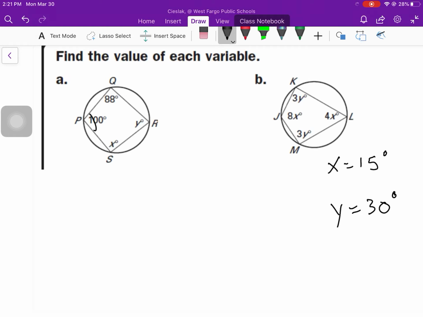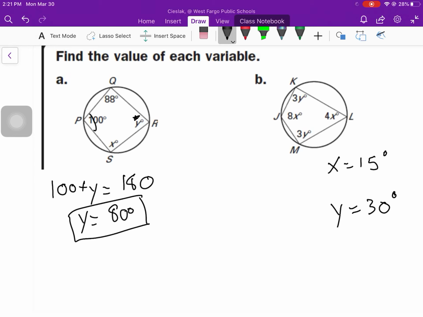So if I look here, opposite angles I know have to be supplementary. So that would mean that 100 plus y has to be equal to 180. So that's going to tell me that y is equal to 80 degrees. Okay, the other two, that would have to be, what, 88 plus x is equal to 180. So that would tell me that x is equal to 92 degrees.